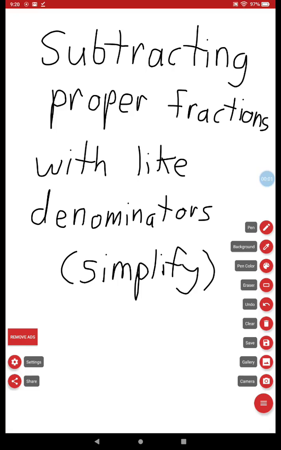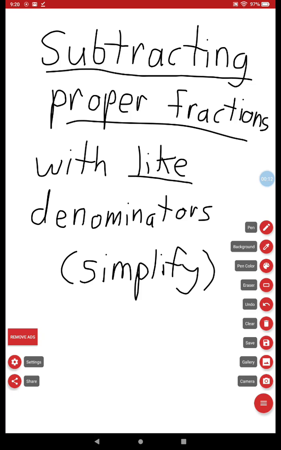All right, fifth grade. Today we're going to be looking at that same idea as yesterday, subtracting proper fractions, and still subtracting fractions with like denominators. So you might say, what's different? Well, you notice it down here. The difference is now we're going to be simplifying, okay?